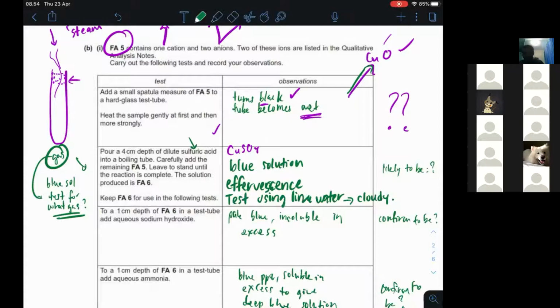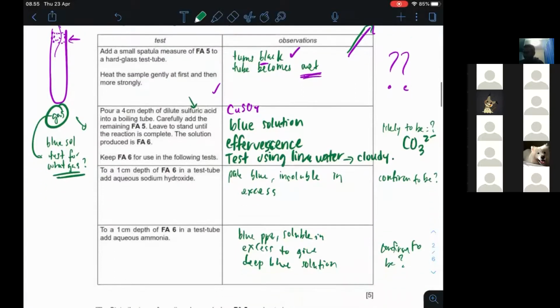So what can you say about the anion in Fa5? Elvin? We only have CO3 2 minus. Yes, it's most likely CO3 2 minus, but we still need to confirm. Further tests are being done.